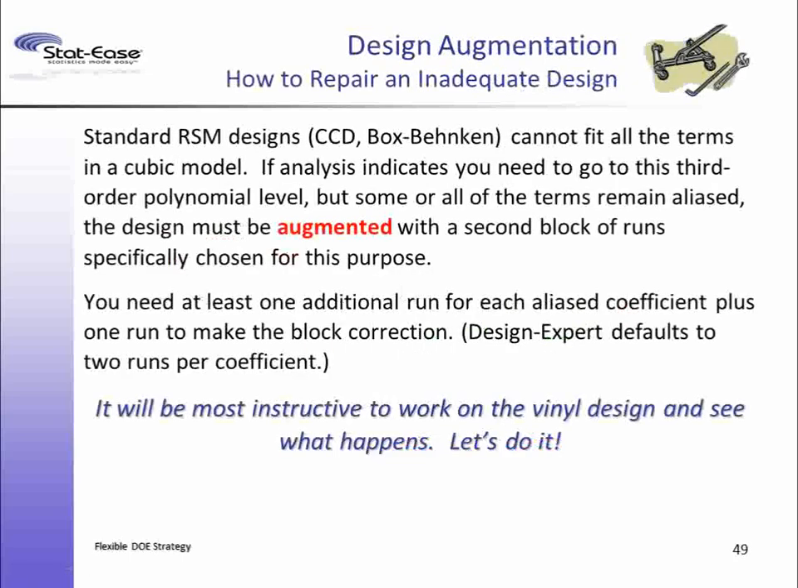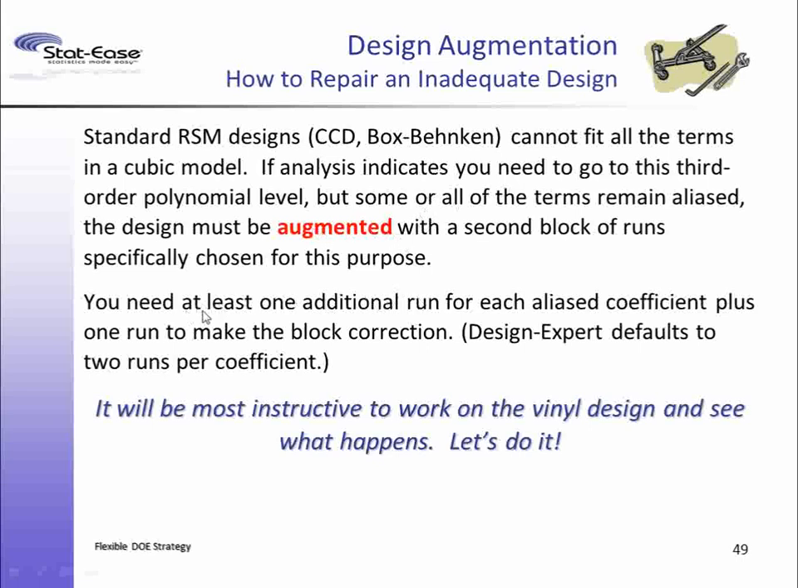So the standard RSM designs, like the central composite and the Box-Behnken, were originally developed to fit quadratic models. They're optimal for fitting quadratic models, and so many systems work really well with that quadratic polynomial. If you have a system that indicates you need to go beyond that, we're going to have to augment it.